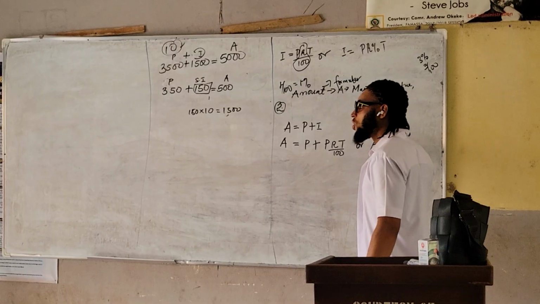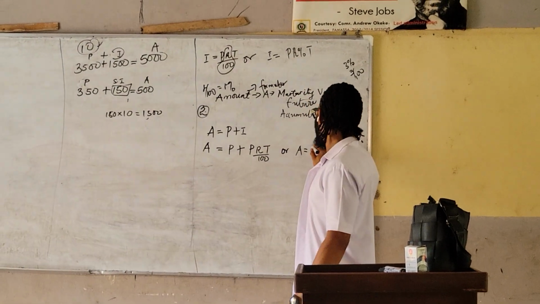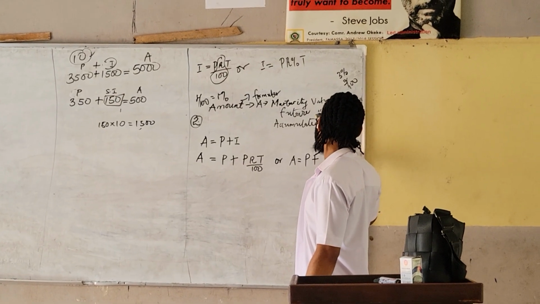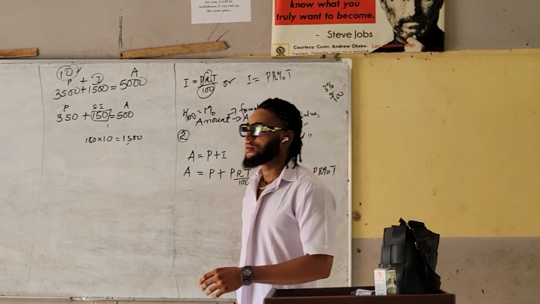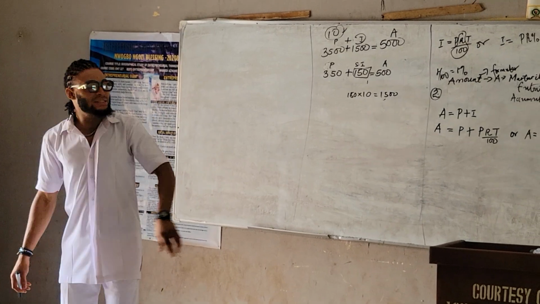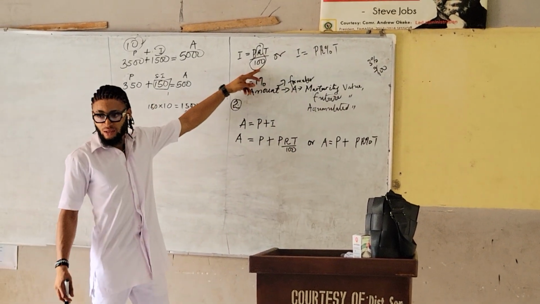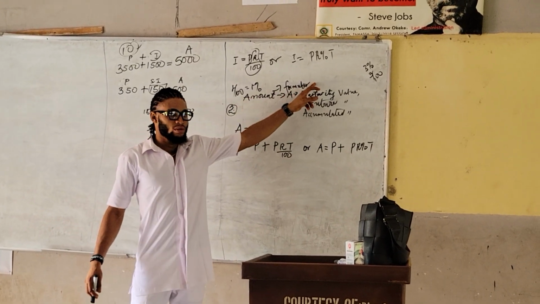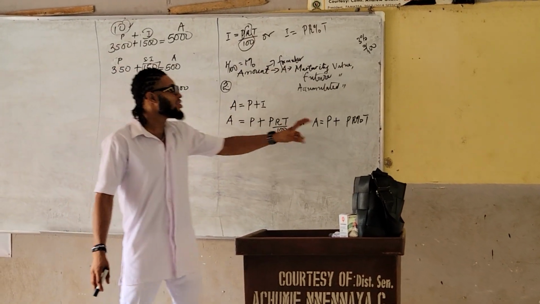Amount equals principal plus principal times R percent times T. Instead of putting I as interest, substitute I with the formula. Are you getting it? This is it. What I'm teaching you is the amount formula.